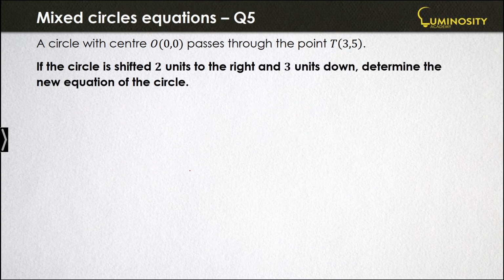Awesome. So now, if the circle is shifted 2 units to the right and then 3 units down, determine the new equation of the circle. So let's get a rough idea of what's happening here. It goes through the point (3, 5). So here's the circle with center origin, and there's a point here (3, 5).